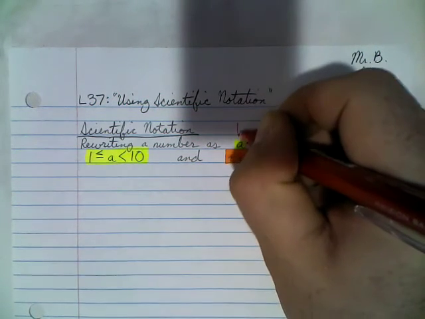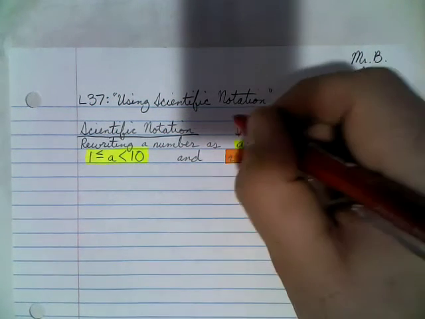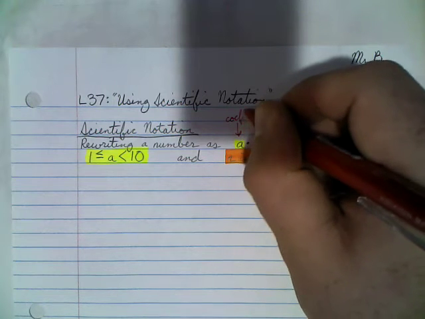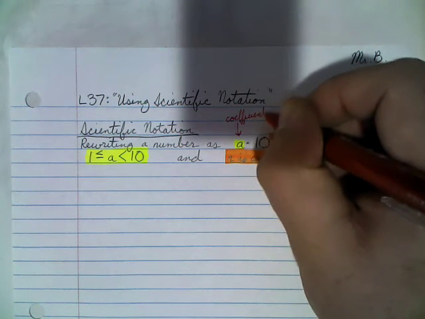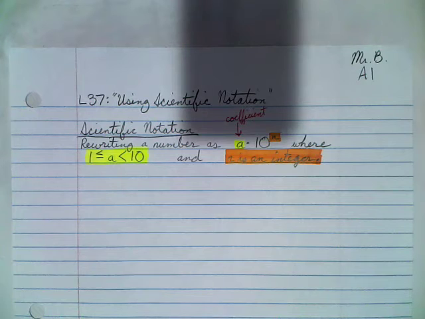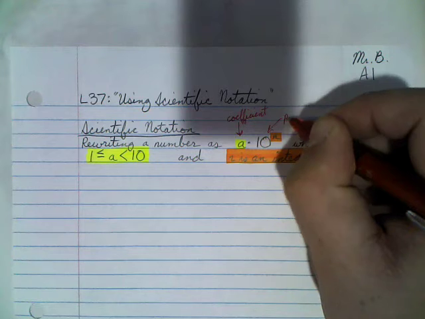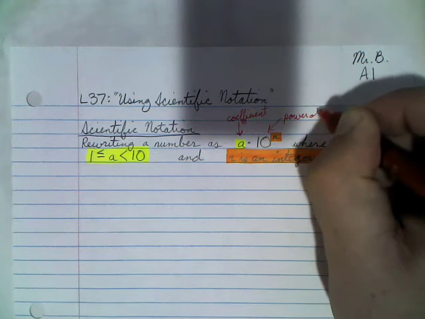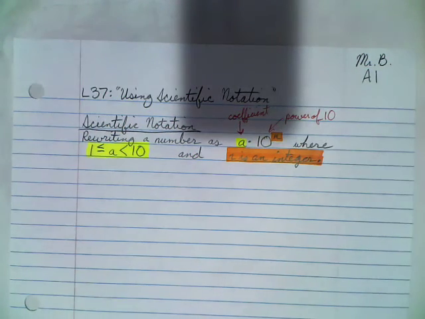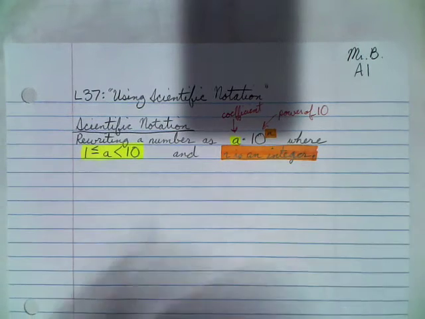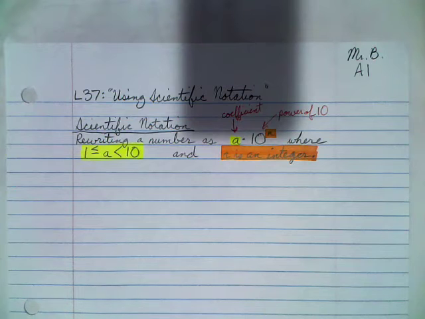So the first part, a, is sometimes called the coefficient. So just like the coefficient of a variable term, it's the number being multiplied out front. This is the number being multiplied out front, not of a variable, but of the second part, which is our power of 10. So you'll notice here that a and n are both written as variables, but 10 is a number. 10 will always be 10.